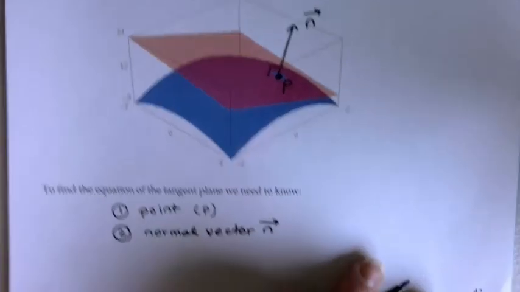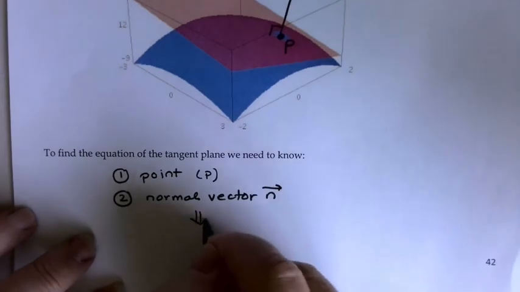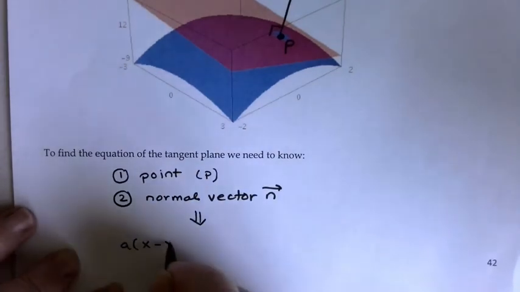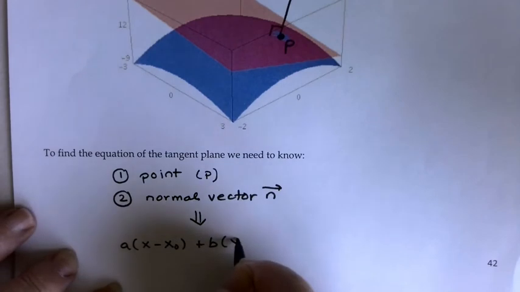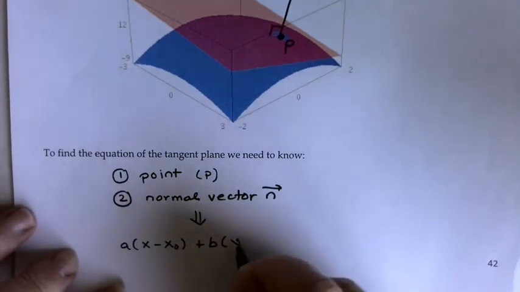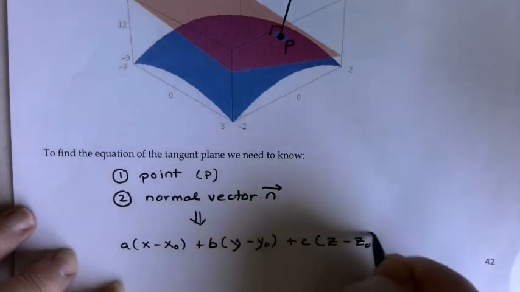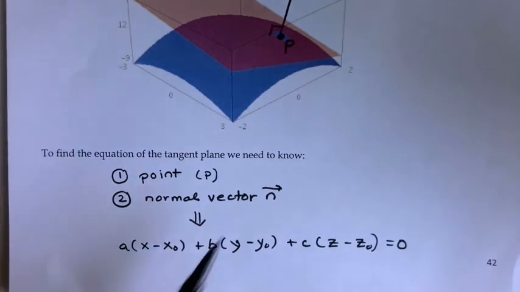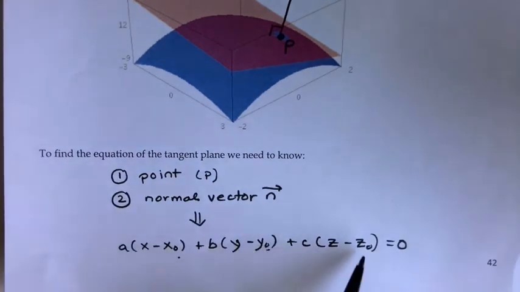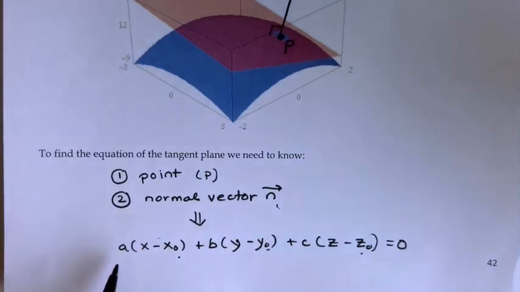Once I have those two items, then of course I can just go to my usual equation of a plane. Remember this one? We haven't used it for a little while, but we used it back at the beginning of the chapter. As soon as we have our point P, that gives us the x naught, y naught, and z naught, and then our normal vector gives us the a, the b, and the c. So right now we're going to concentrate on how to find that normal vector, because at the moment that seems to be the only thing standing between me and the equation of this tangent plane.